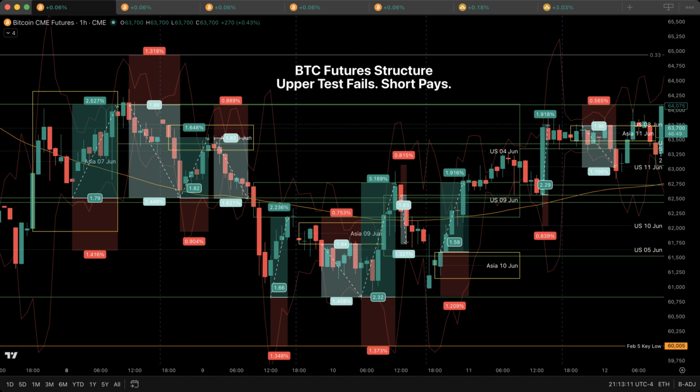Now watch the behavior. Price tests the upper side. It cannot hold. The move stalls. Pullbacks deepen. Reaction speeds up. Then price rotates lower. The target is June 11th US midpoint. If price reaches that midpoint and stalls, protect. Do not assume a full breakdown.